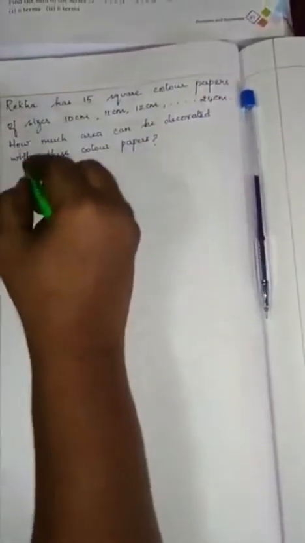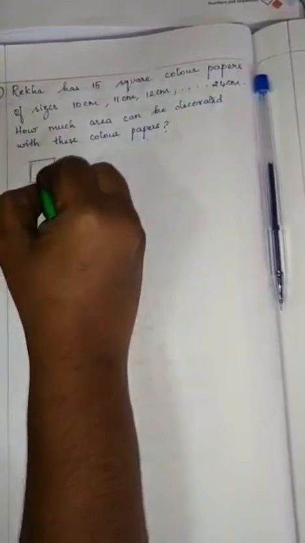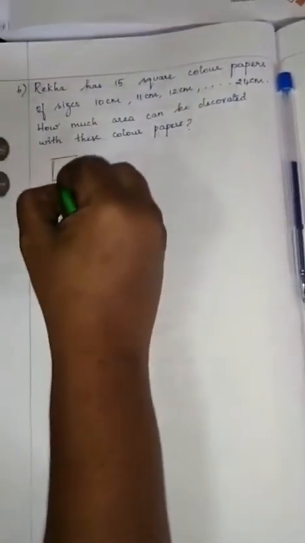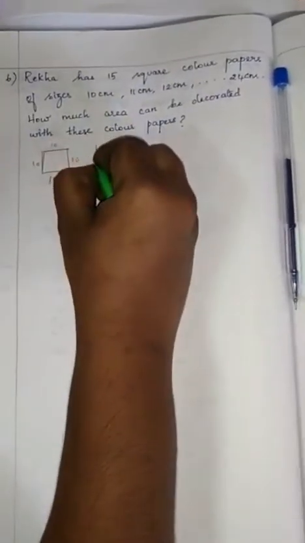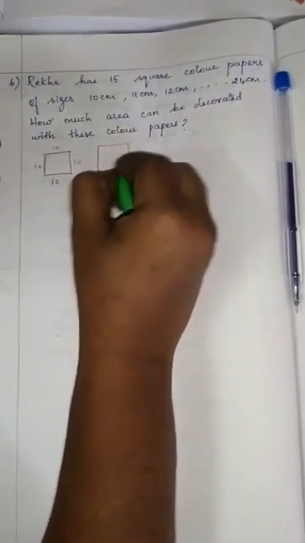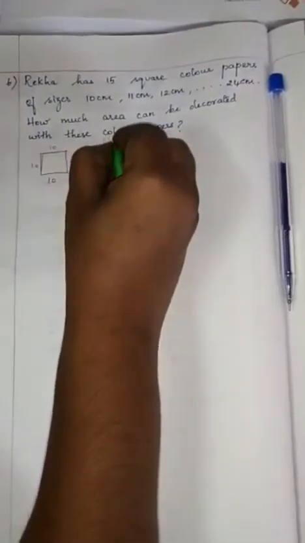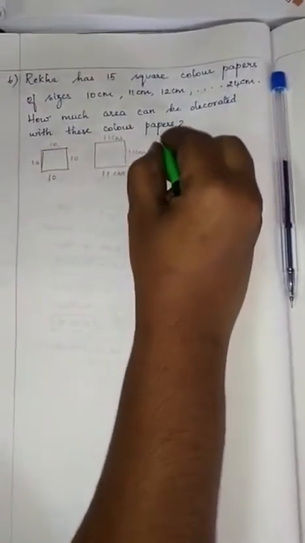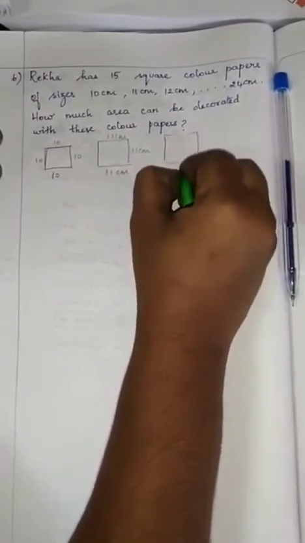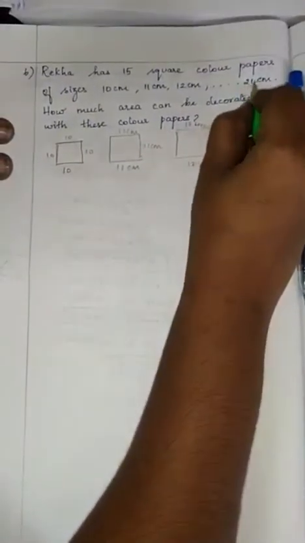Now see here, the first color paper is of square size. So let me draw and explain. The first square paper, the side of that is 10 cm. So all sides will be 10 cm. When you take the next square paper, it is 11 cm. So all the sides will be 11, right? The third one is 12 cm. Like this it goes on still 24.